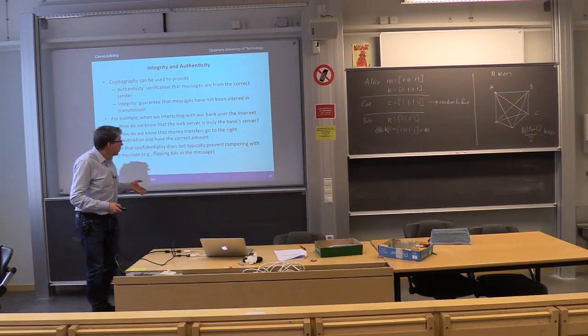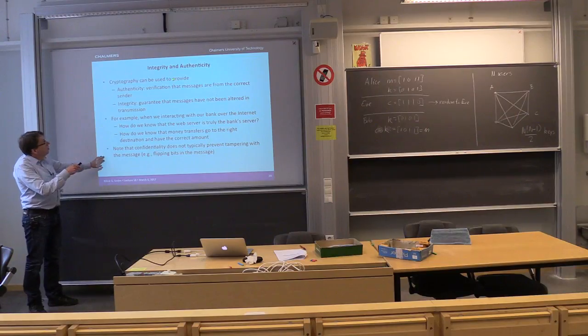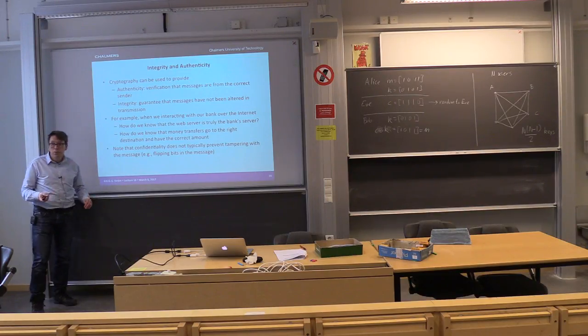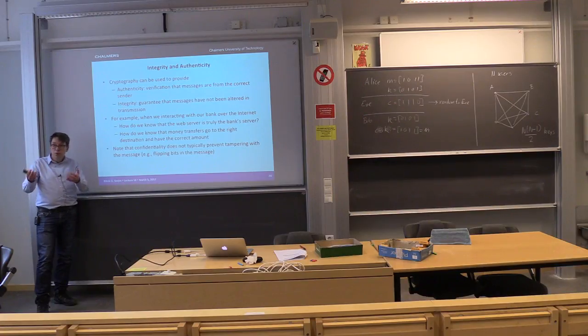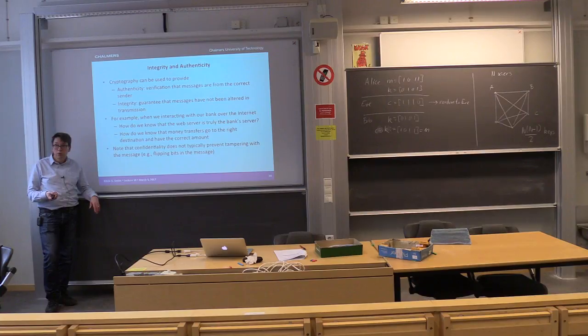So what is this? Well, cryptography can be used to provide this. Authenticity means verification that messages come from the correct sender. So, for instance, when you get an email from Google saying that you won €1,000,000, right? Do you trust this? No. And why is that? It's because email does not provide authenticity, right? So we see that this could be useful, right?